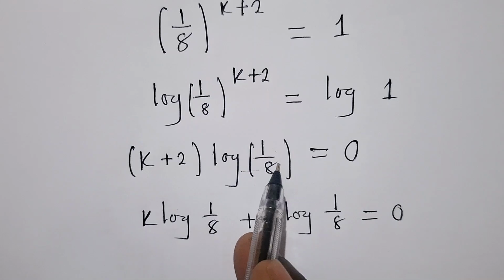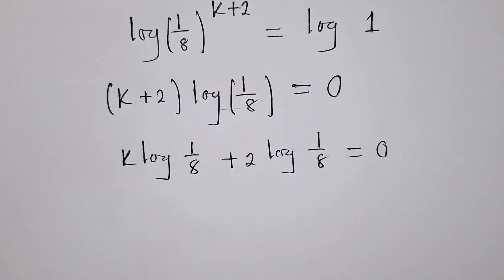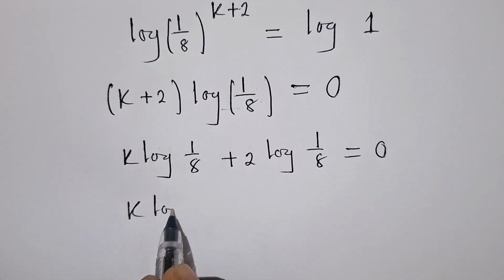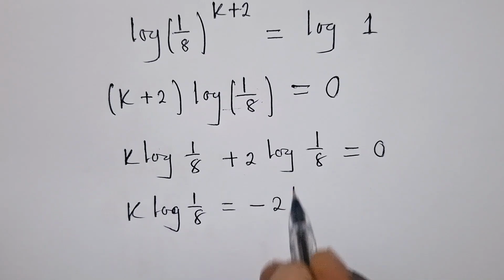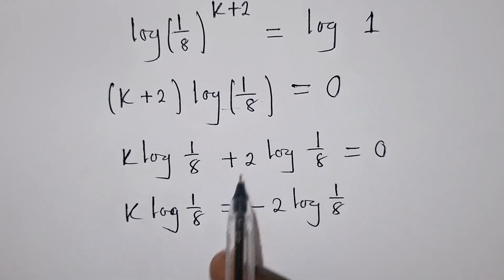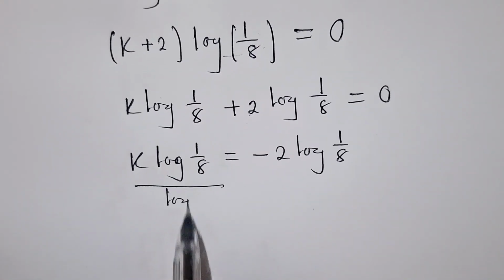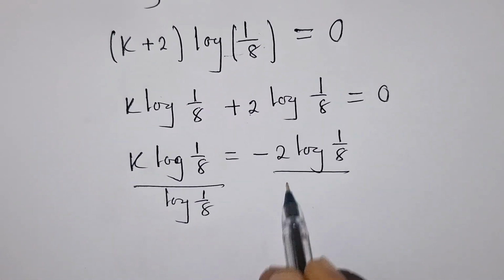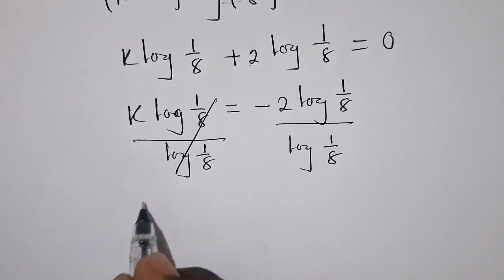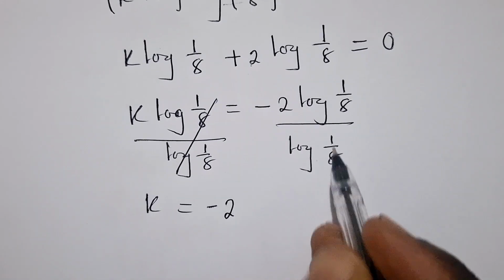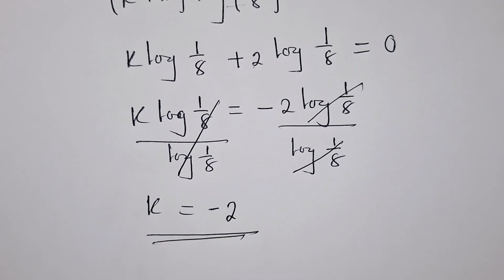Just multiply this log 1 over 8 by whatever is inside the brackets. The next thing here would be to group the like terms. So k log 1 over 8 is equal to negative 2 log 1 over 8. This will come this side. From this stage, we can divide by log 1 over 8 so that we remain with k. These two will go. We shall remain with k is equal to negative 2, because this and this will go. So this is the other method that you can use.